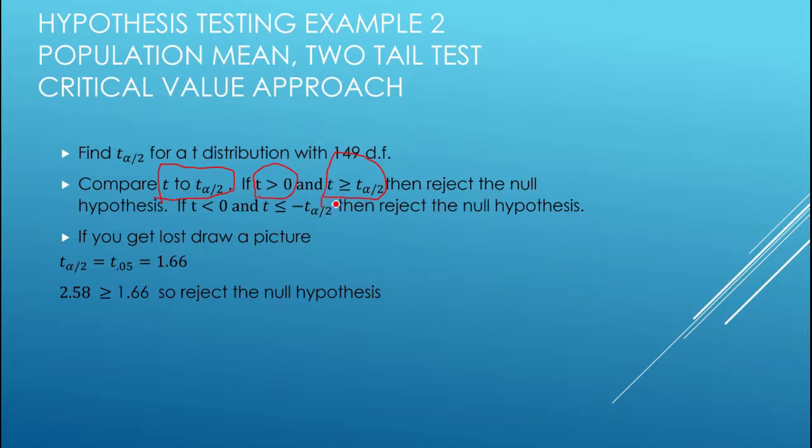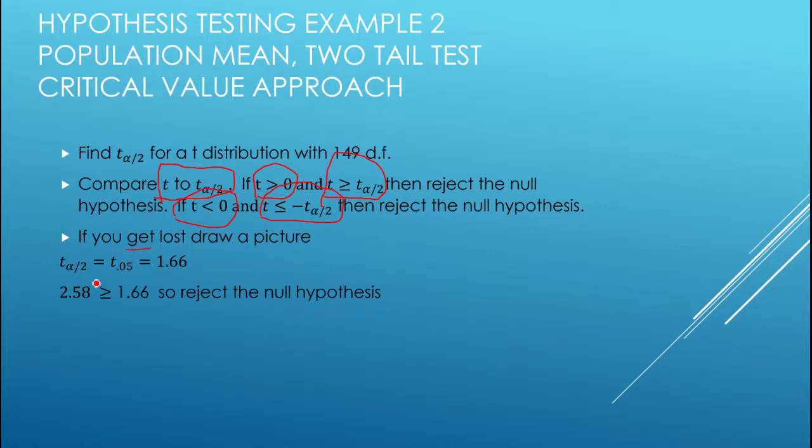There will be two different critical values, one in the lower tail and one in the upper tail. And if T is positive, we're going to compare our test statistic T to the positive value T alpha over 2. Then we will reject the null hypothesis if T is greater than or equal to T alpha over 2. If we end up with a test statistic that's negative, we'll compare it to minus T alpha over 2, and if it's smaller than minus T alpha over 2, we will reject the null hypothesis.